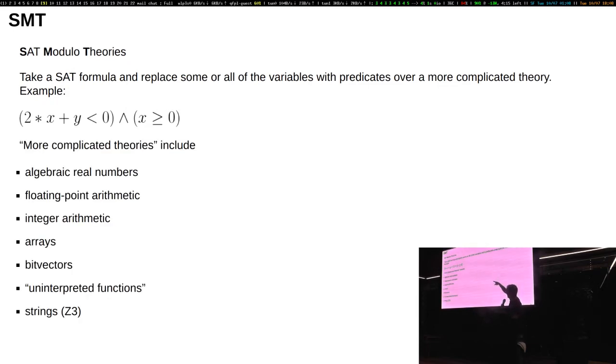So here's a number of more complicated theories that standard SMT solvers support. In addition to different types of numbers, we have arrays, bit vectors, and fixed size strings in some solvers, and there's also a theory called uninterpreted functions, which is kind of interesting. The only thing you know about an uninterpreted function is that it's referentially transparent, but it turns out that if you know this, you can still do useful proofs on it.